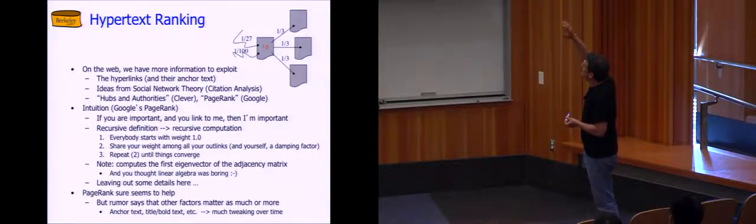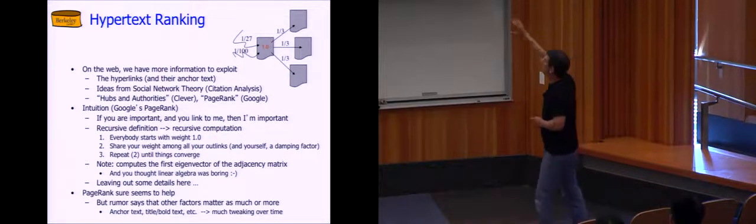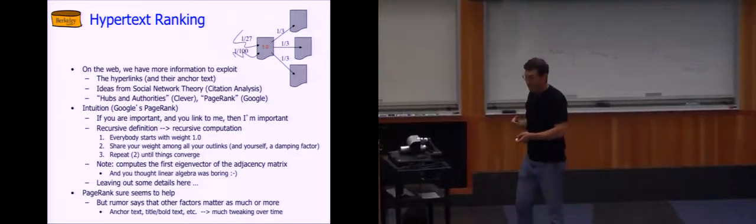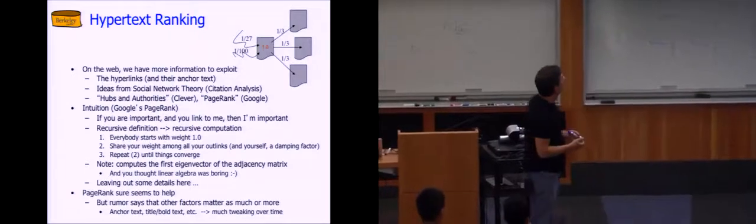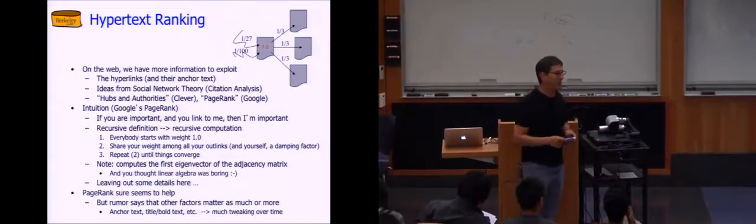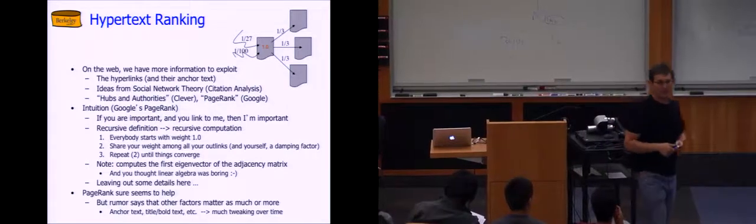All right. But on the web, there's more information than just the text. There's the hyperlinks. And then there's these ideas, which actually were from the 60s and 70s, about social network theory, that, how do you find out, say, who's an influential scientist in a scientific community based on who cited whose papers?